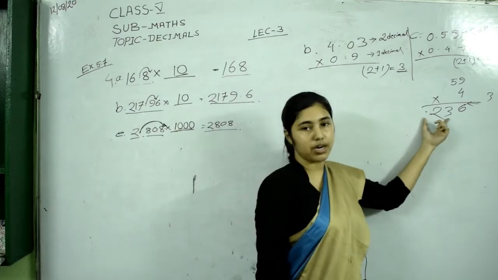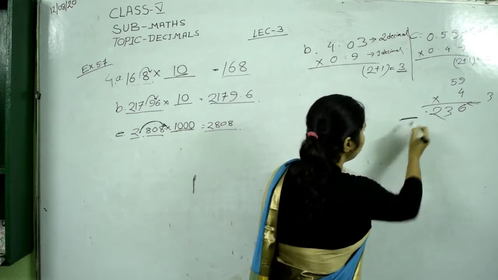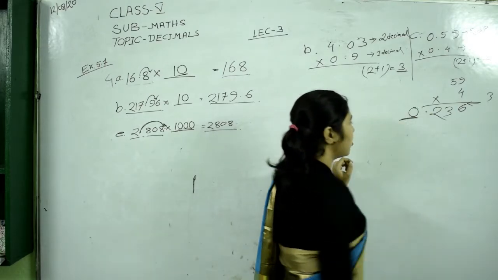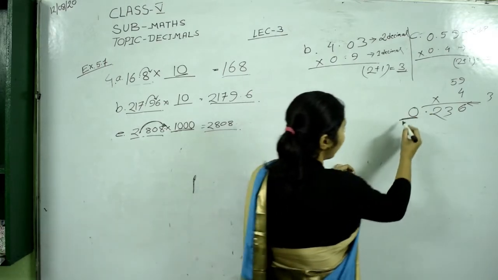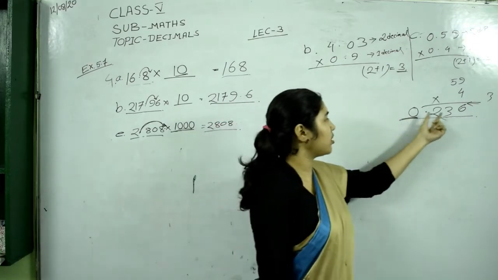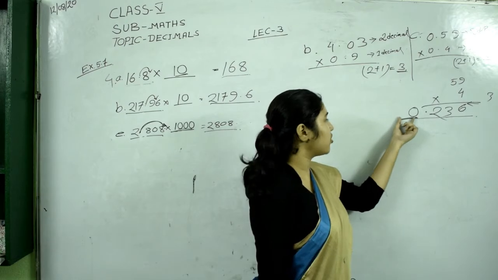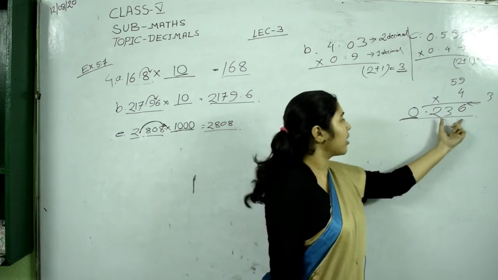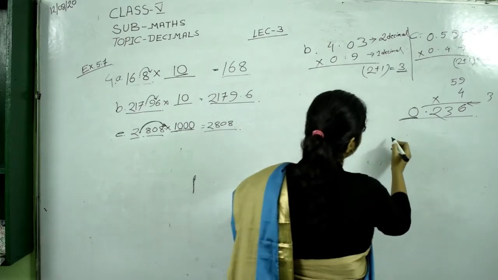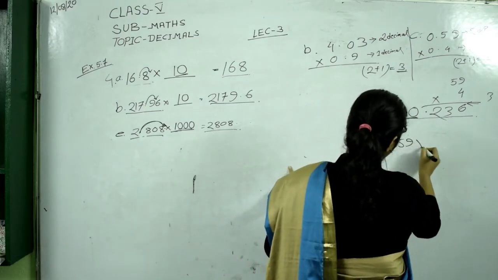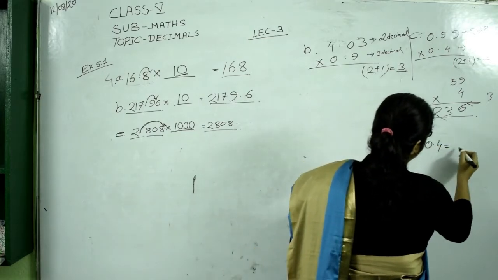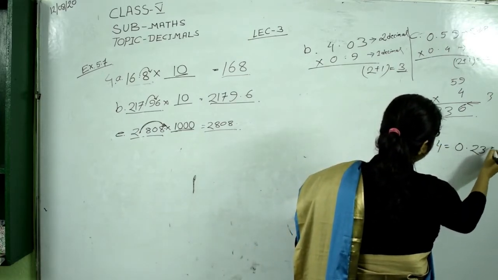Now in this number we have nothing in our whole number part, right? So we can consider 0, and we can write this number as 0.236, where 0 is our whole number part and 236 is our decimal part. So our answer, the multiplication or product of these two numbers, is 0.236.